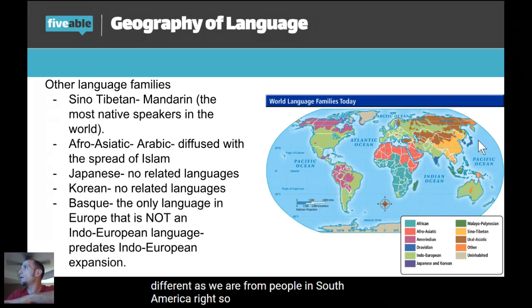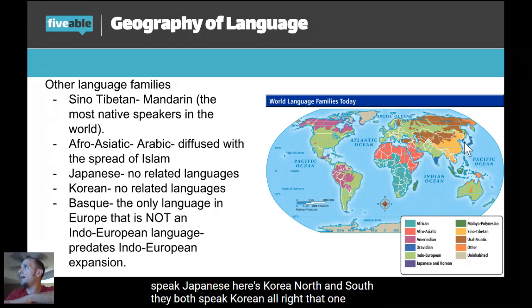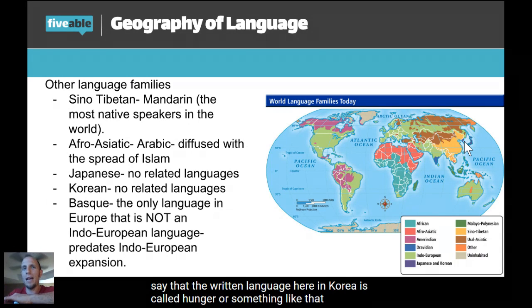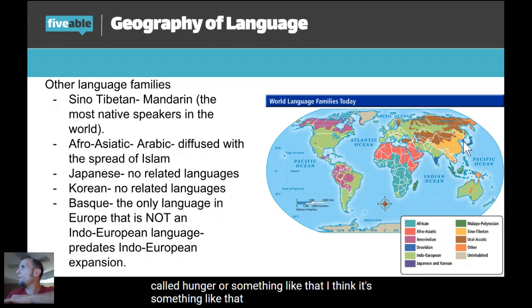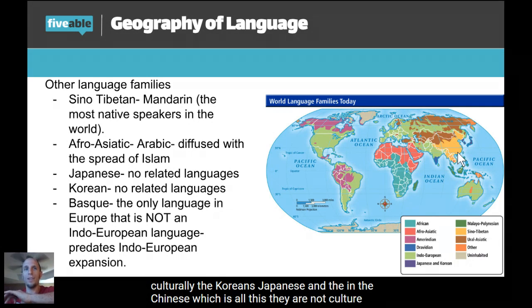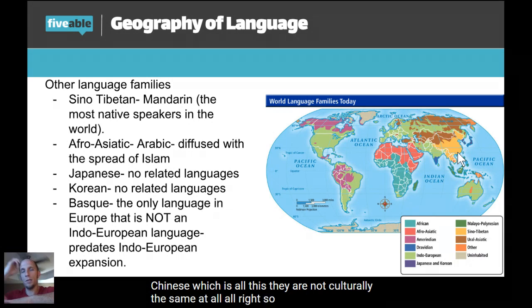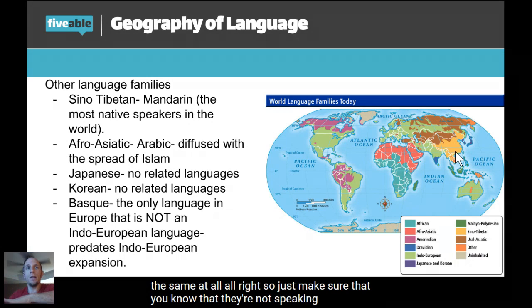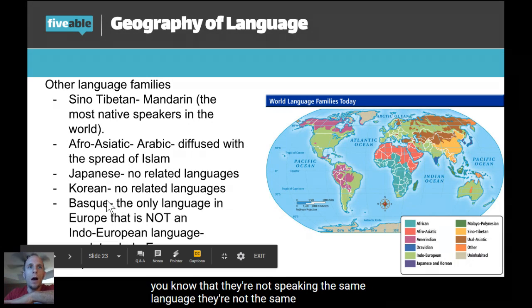So here's Japan. They speak Japanese. Here's Korea, North and South. They both speak Korean. I want to say that the written language in Korea is called Hangul or something like that. It's unique. It is their own. Culturally, the Koreans, Japanese, and the Chinese, which is all this, are not culturally the same at all. So just make sure that you know that they are not speaking the same language. They are not the same.